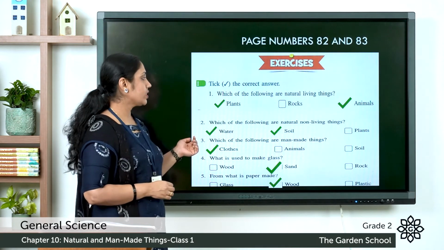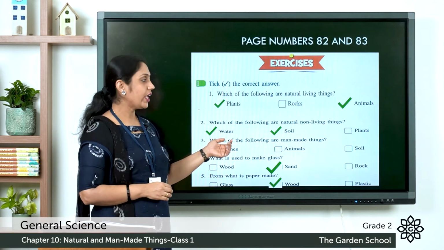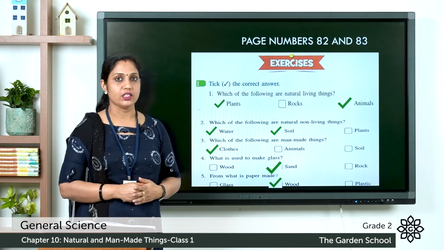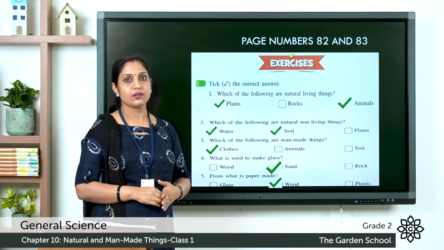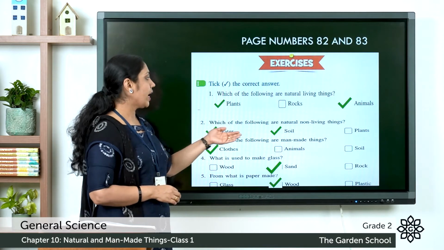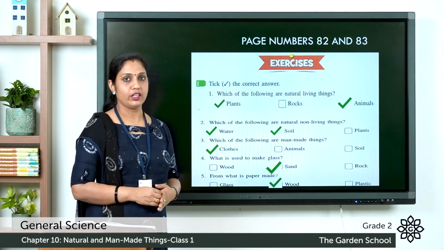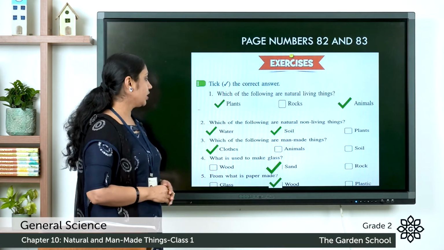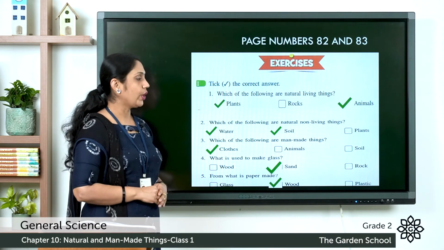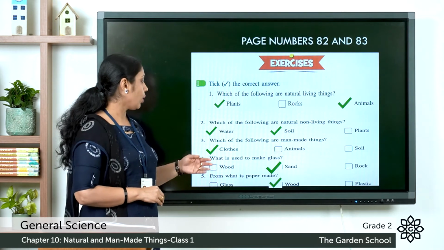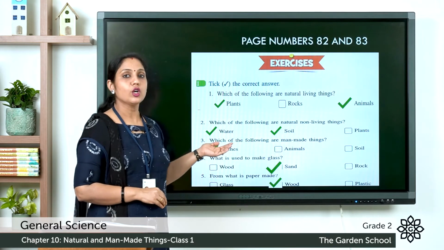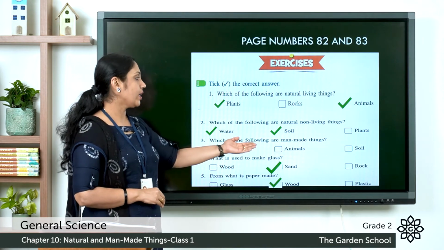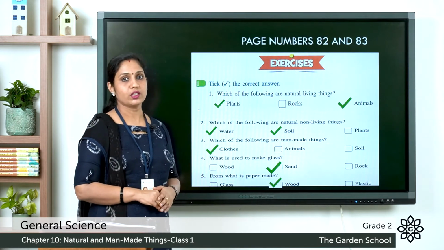Now look at the second question. Which of the following are natural non-living things? We have the options water, soil, plants. And out of this, water and soil are natural non-living things. Let's look at the third question. Which of the following are man-made things? Option clothes, animals, soil. So here clothes are man-made things, animals and soil are natural things.